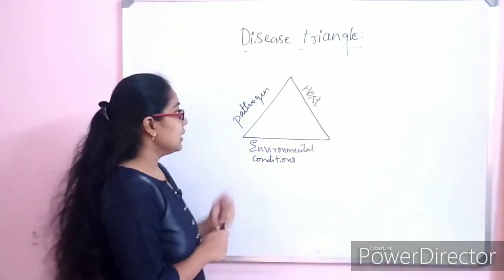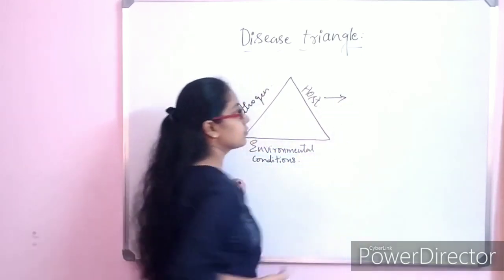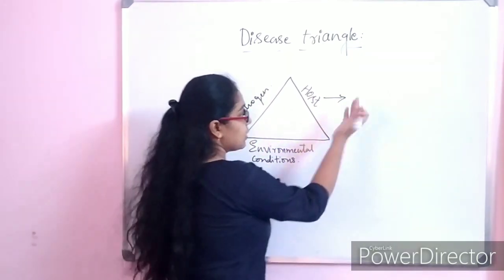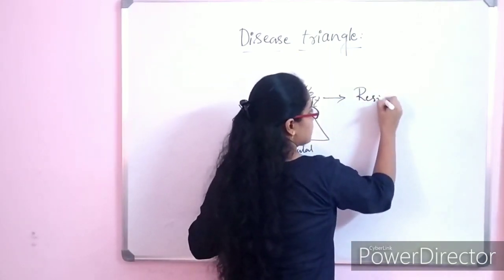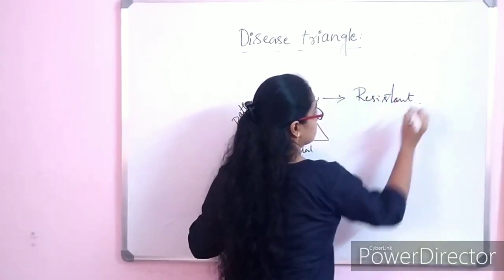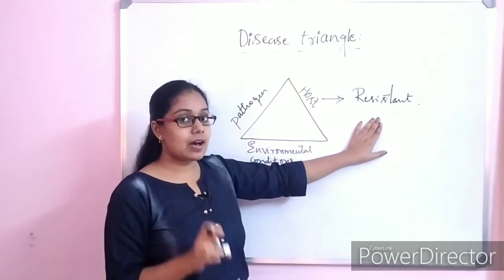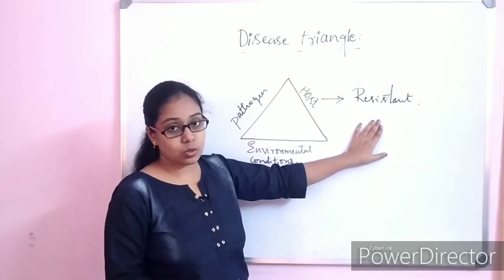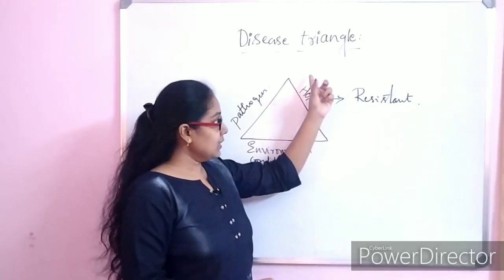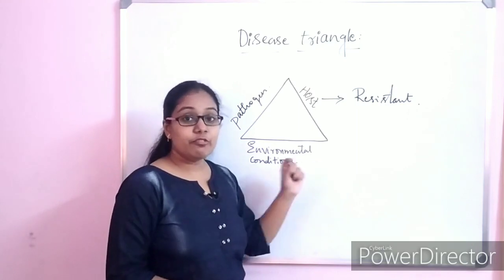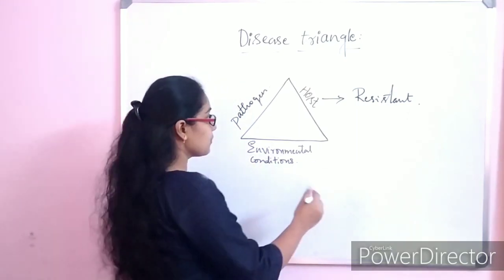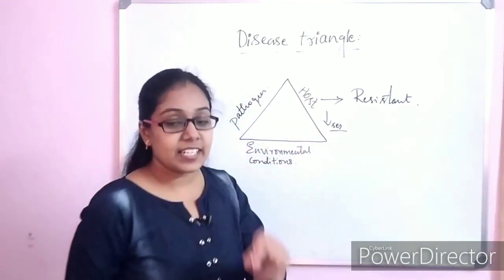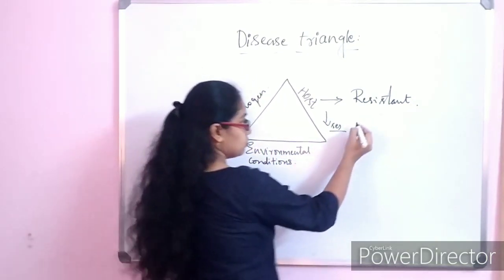Say for example, for the host plant, let us see how these host plants vary. If the host plants are highly resistant to the disease-causing organisms or to the pathogens, then the length of the host side will decrease, and the disease condition is said to be 0.